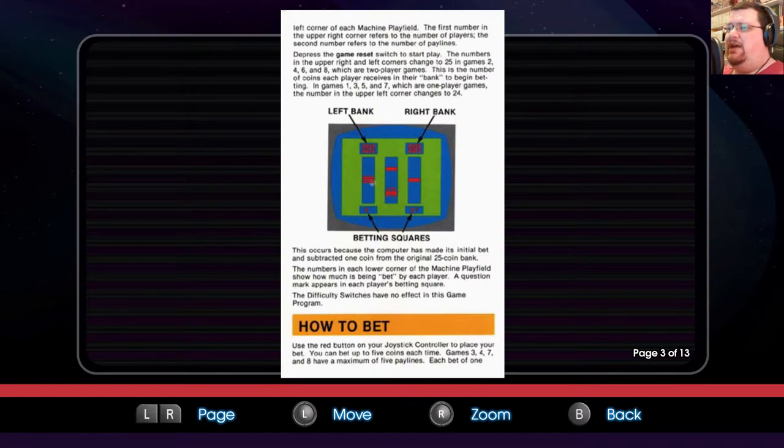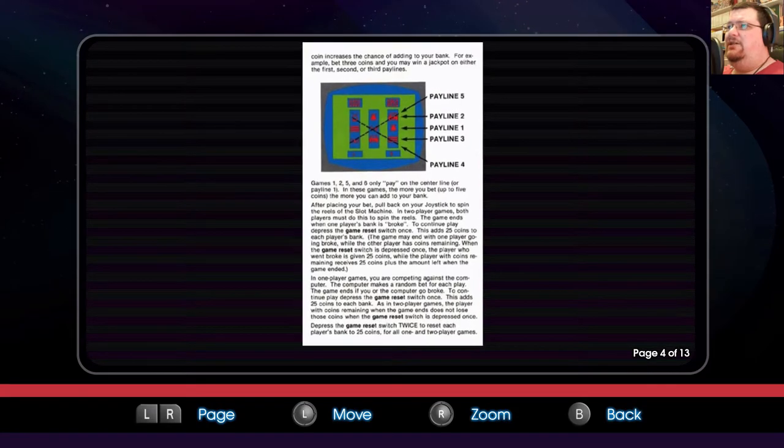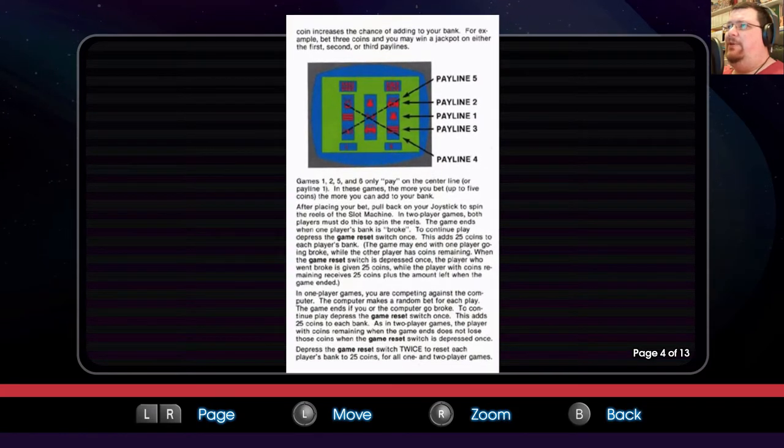Games 3, 4, 7 and 8 have a maximum of 5 pay lines. Each bet of 1 coin increases the chance of adding to your bank. For example, bet 3 coins and you may win a jackpot in either the first, second or third pay lines. So 1 is the standard one in the middle, 2 is the top one, 3 is the bottom one, 4 is top left to bottom right, and 5 is top right to bottom left.